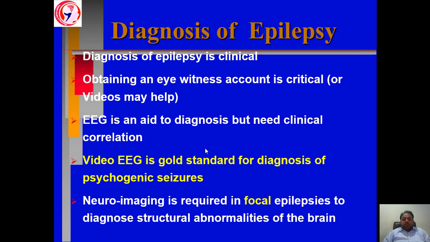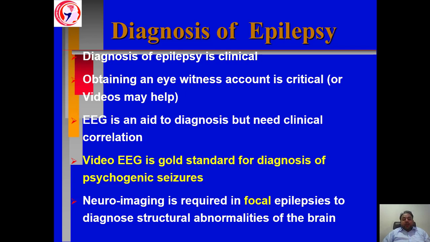EEG, electroencephalography, is a helpful tool to diagnose, but it needs clinical correlation because EEG has less sensitivity and specificity. So EEG should be accompanied with the proper history. Video EEG is the gold standard for the diagnosis of non-epileptic seizures like psychogenic seizures.